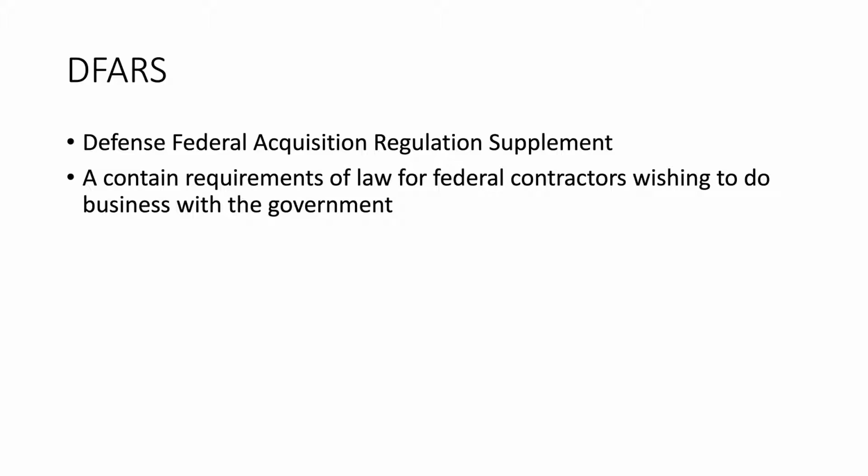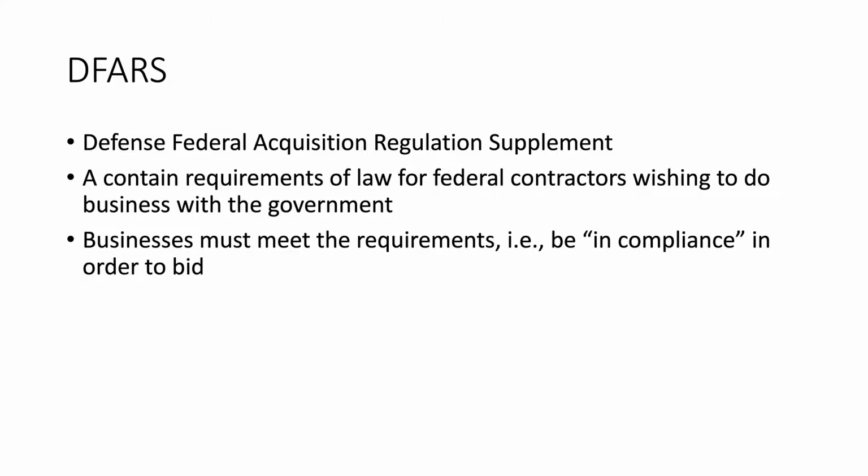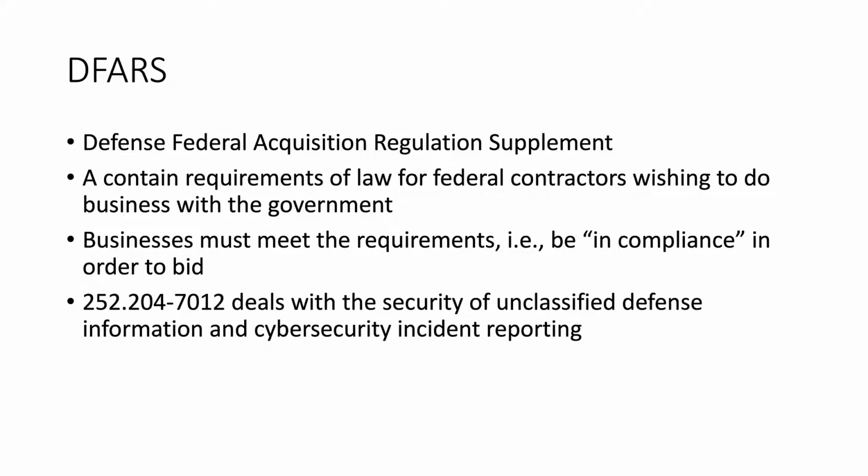And this covers any federal contract and all federal contractors, including the big ones like Boeing and Lockheed, Northrop, and Cubic. And businesses must meet these requirements, that is, they must be in compliance with them in order to bid on these federal contracts, some of which range from tens of millions all the way to billions of dollars. And so this clause deals specifically with the security of unclassified defense information and cybersecurity incident reporting.